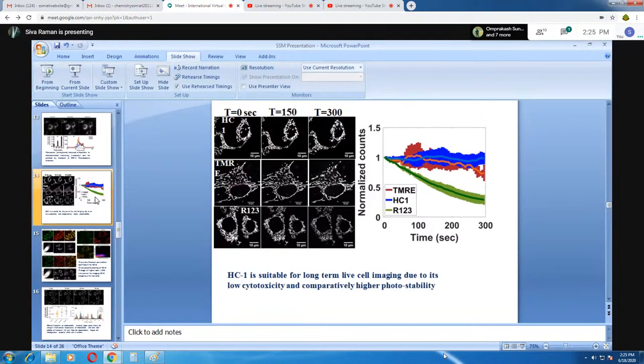With rhodamine 123, the dyes are stable inside the cells for up to 5 minutes only. But in our case, after 5 minutes our compound is much more stable inside the cells. Hence, it is useful for long-term live-cell imaging. Earlier I told you that all the other dyes are minimally cytotoxic, and it is proven that ours has higher photostability than the other already available dyes.